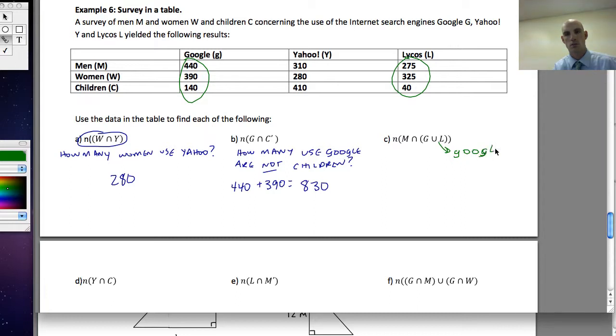Google and Lycos. And I'm going to intersect that with men. So I want just this part here. Men who use Google and Lycos. So the union of Google and Lycos where it intersects with the men. So just those. So that's going to be 440 plus 275, which is going to give me 715. So you see how this works.